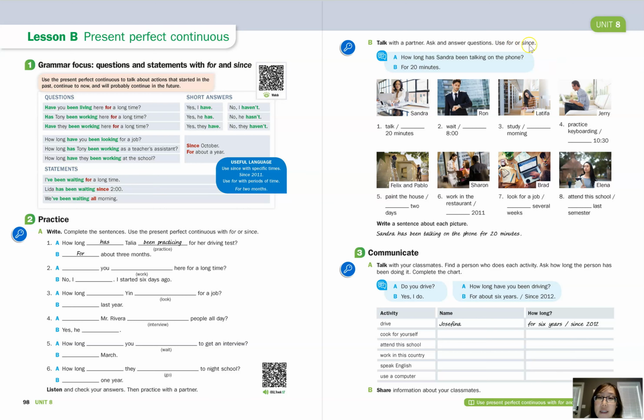Okay, for or since. So, for example, for number 1, you can say, Sandra or she has been talking on the phone for 20 minutes. She has been talking on the phone for 20 minutes. Okay, so go ahead and complete this exercise, and you can pause the video and resume it when you're finished.